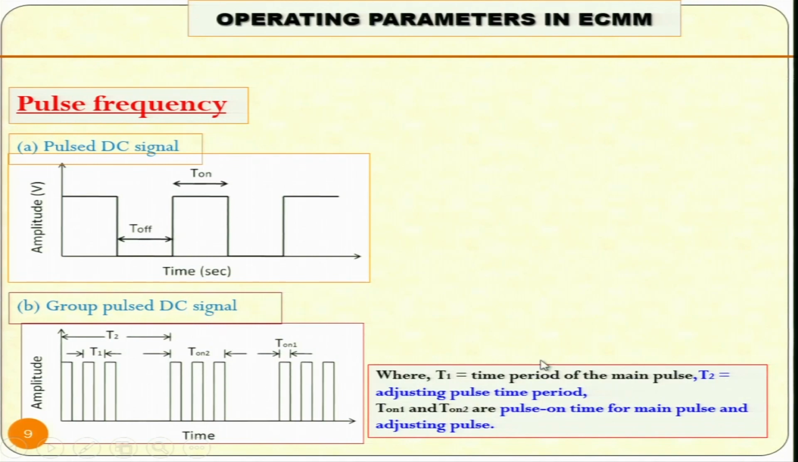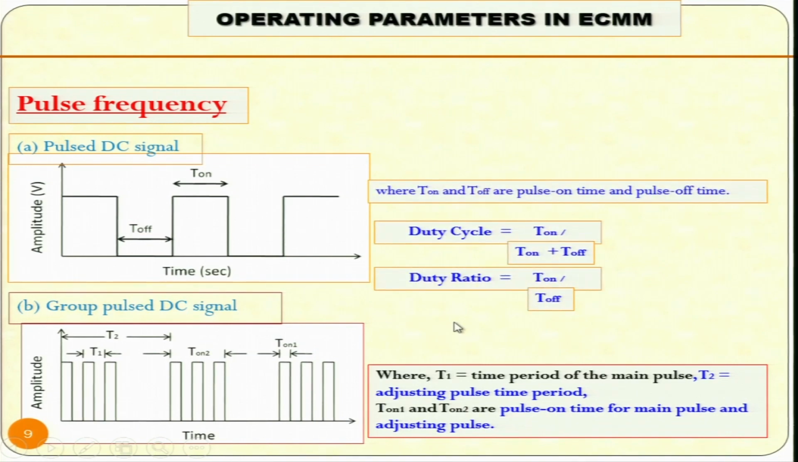T1 is the time period of the main pulse, T2 is the adjusting pulse time period, T on 1 and T on 2 are pulse on time for the main pulse and adjusting pulse, where T on and T off are pulse on time and pulse off time in this particular case. You can find out the duty cycle by T on upon T on plus T off, and duty ratio is T on divided by T off. So you can calculate these important parameters from these formulae.